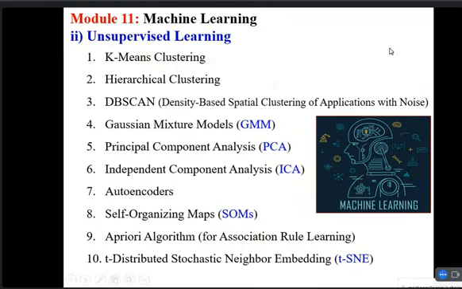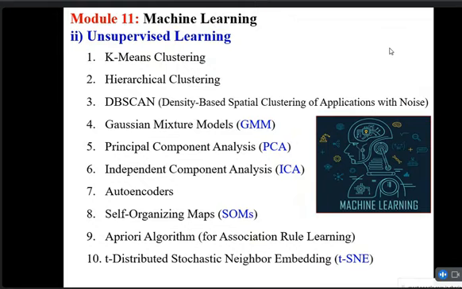Then we have three types of learning. Can you list out the three types, Ramchand? Yes, sir. In machine learning, there are three types. One is supervised learning, second is unsupervised learning, and third is reinforcement learning. In supervised learning, we train a model based on the label and the target class.